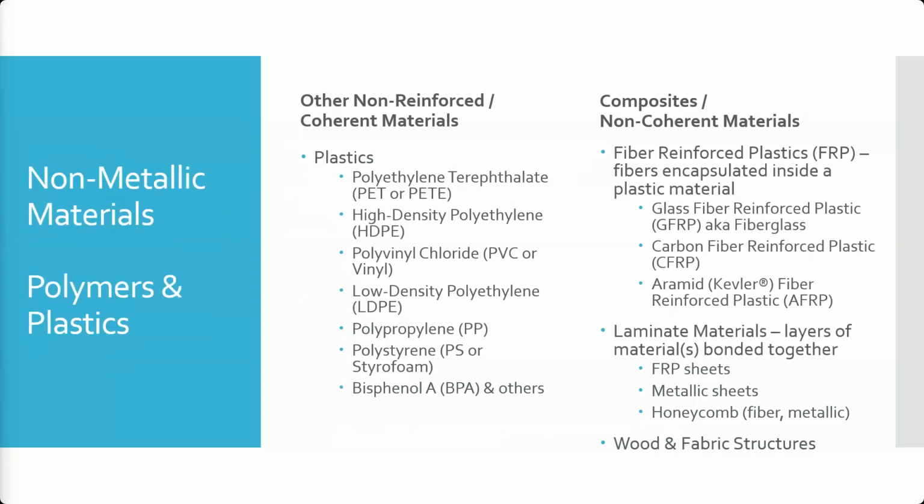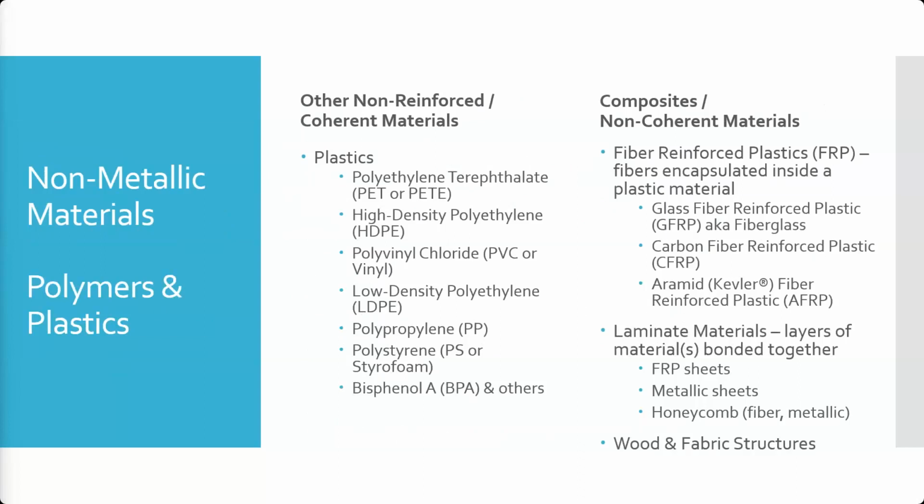For the most part, what's used in aviation are types of polymers and plastics. Okay, and these are roughly, again, two categories here. Non-reinforced or coherent materials. My water bottle, for instance. Okay, plastic, but there's no fiber reinforcing or anything in it. Okay. Compared to composites or non-coherent materials.